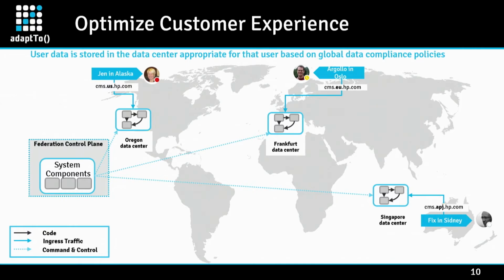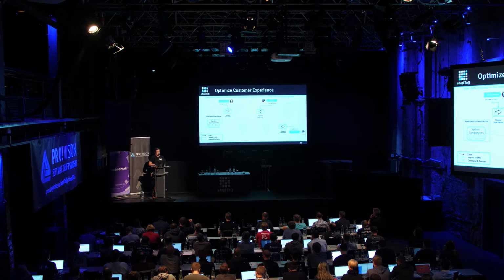In this example here, you can see 3 different data centers and 3 different users. Each of those will sign up to an application through a global vanity URL, and their data will be stored in their appropriate data center. Jen is a user in the US, so she'll have her data stored in the US data center. Galo is a user in Europe, so he uses the Europe data center, and Felix is in Asia, so he has his data in the Asia data center.